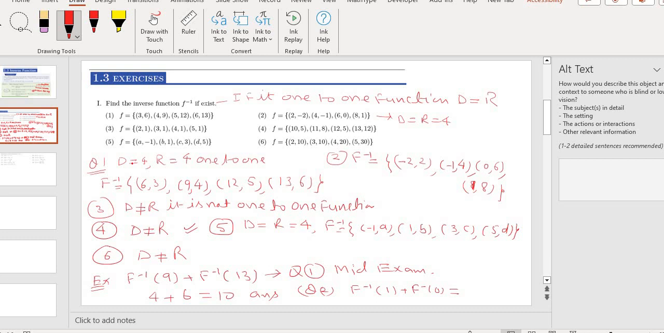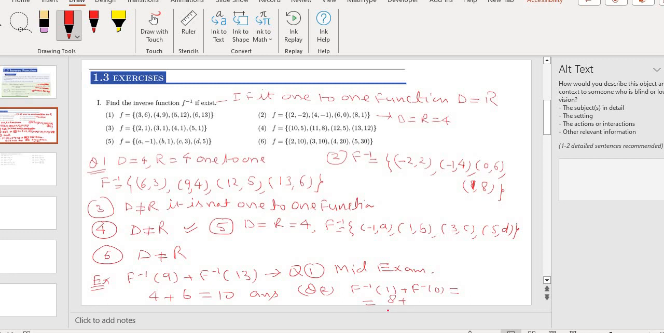So first of all, we need to check whether it is 1 to 1 or not. So 2, 4, 6, 8. Yes, domain and range are equal. So it is 1 to 1. So we can write that F inverse of 1 is 8 plus F inverse of 0 is 6. So just add that one. This is called F inverse of 1 plus F inverse of 0. So it is 14. This is the answer of that question. Hopefully you people understand this part.